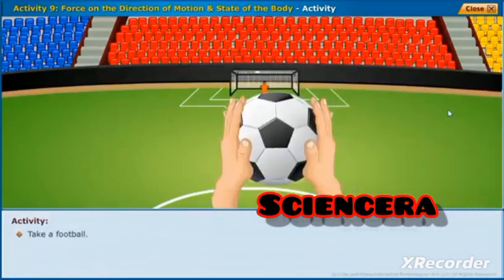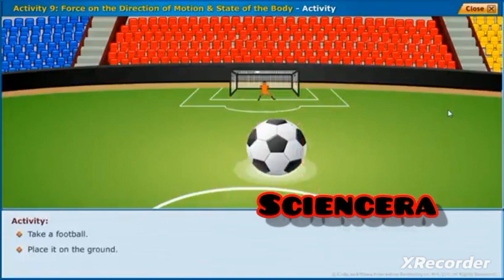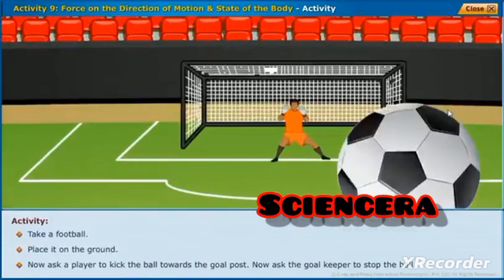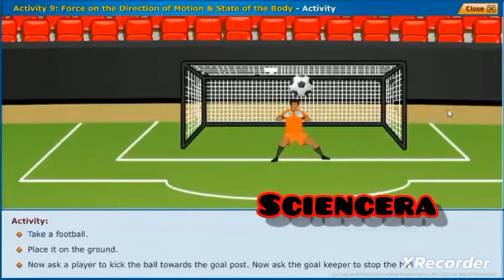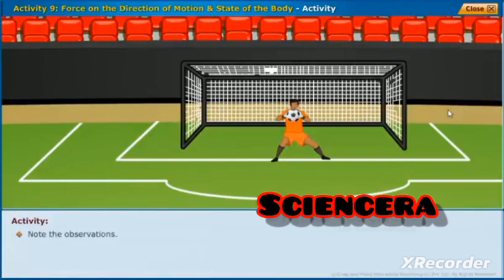Take a football, place it on the ground. Now ask a player to kick the ball towards the goalpost. Now ask the goalkeeper to stop the ball. Note the observations.